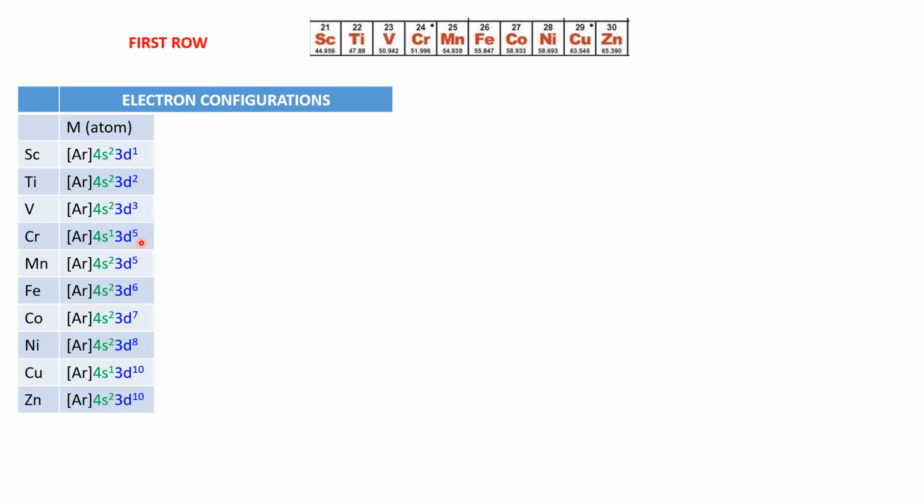And then if you remember, chromium should be 4s2, 3d4. But because of the extra stability of that half-filled d subshell, we bump one of the s electrons into the 3d.